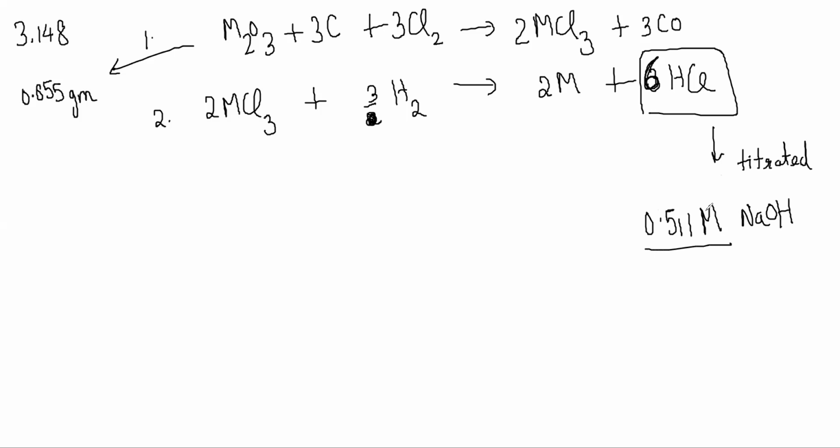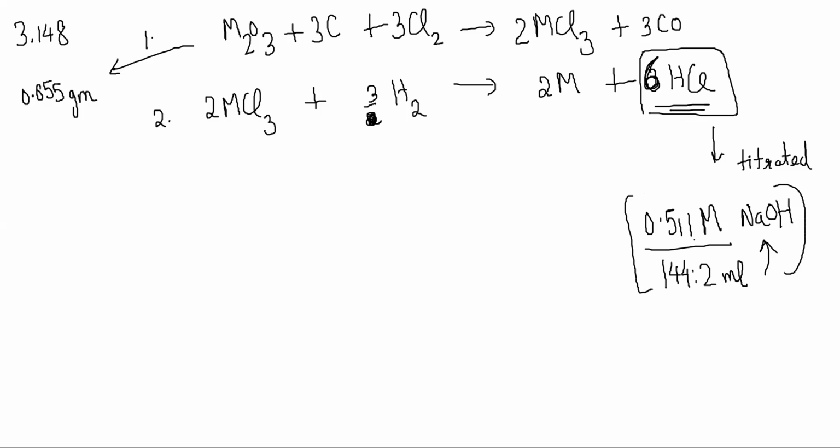How much of the NaOH solution was needed? 144.2 milliliters of this solution was needed to titrate the HCl. By titrating the HCl, I mean it reacted completely, and this much NaOH was needed. So that gives you a sense of how many moles of NaOH was needed. This volume and the concentration give you the moles.